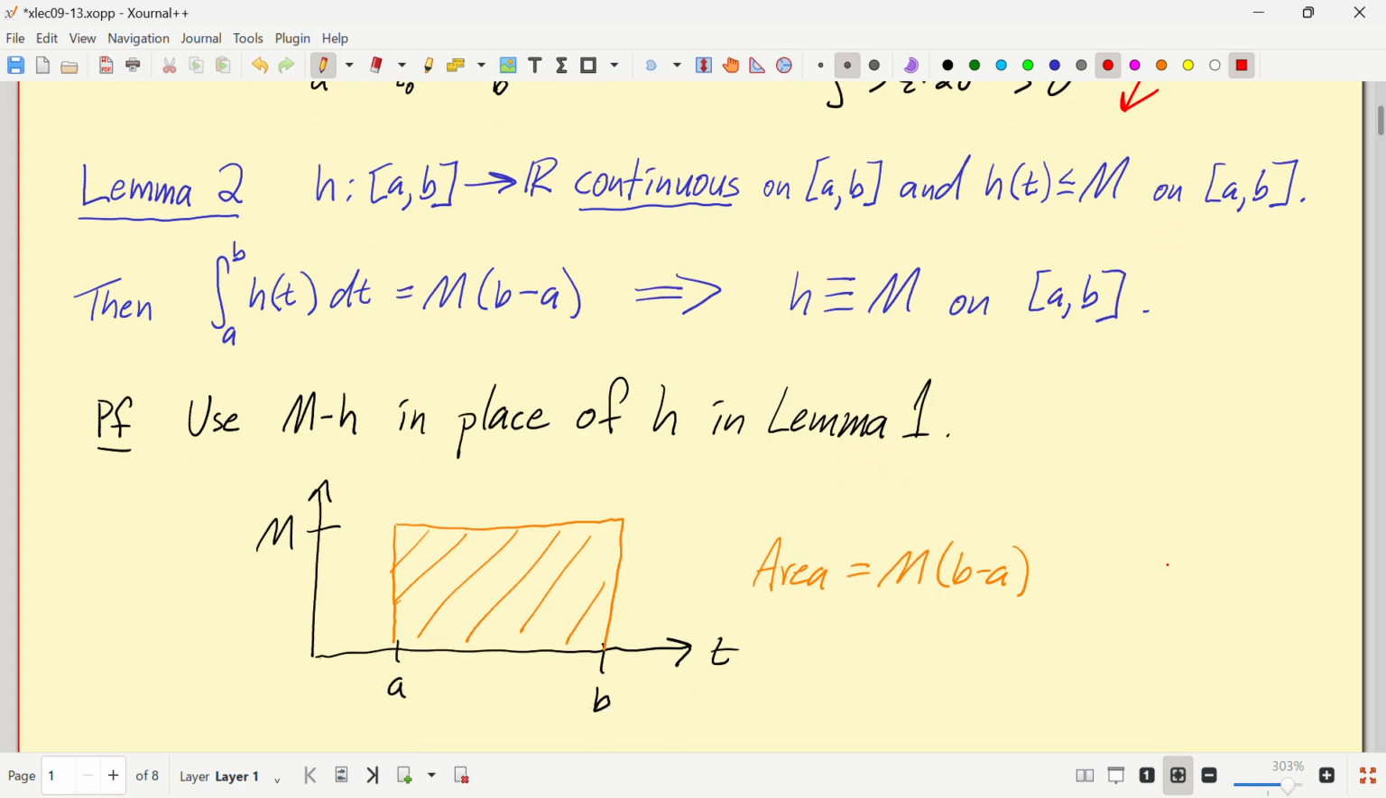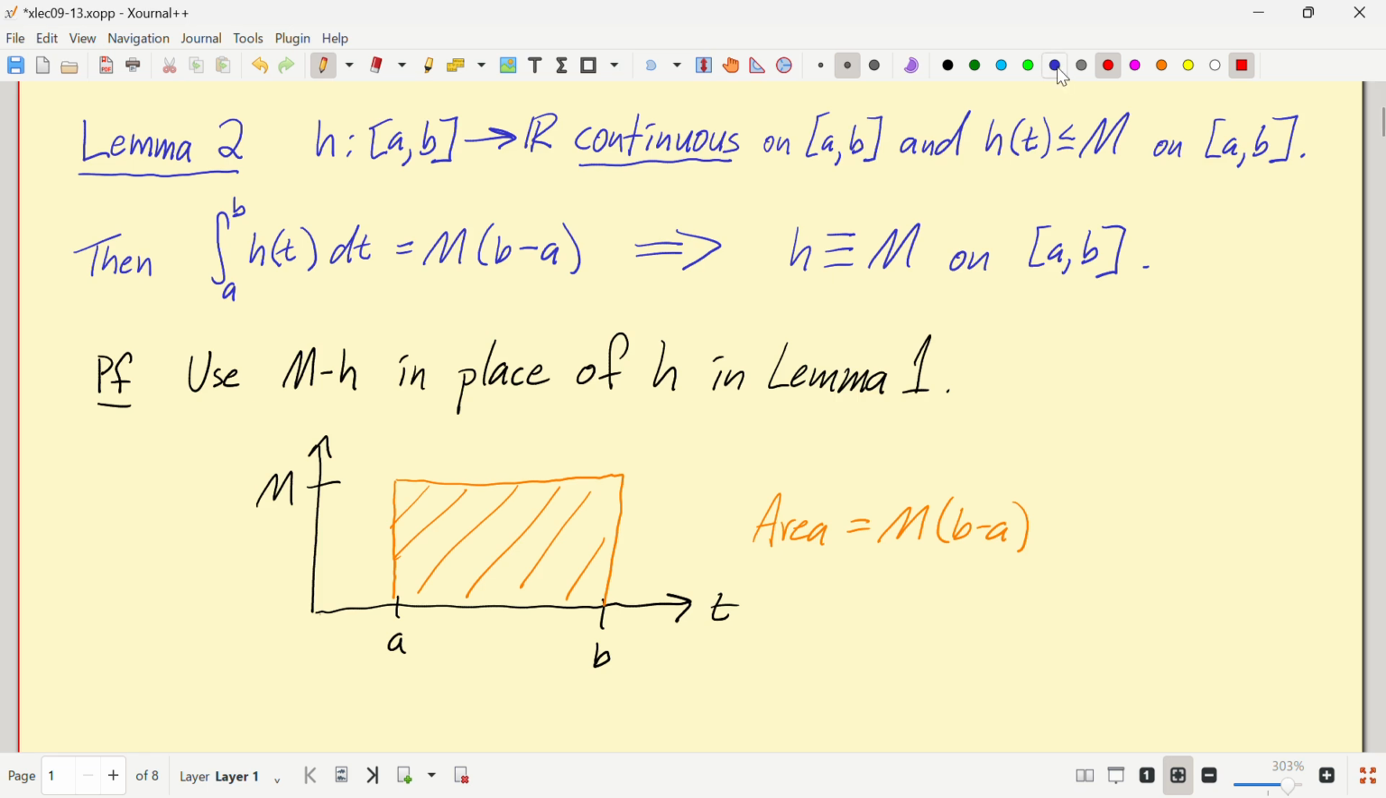It pops right out. And the picture proof, I won't give it again, but if the function dipped down somewhere, then you could stick in a little disk like that and see that the area would have to be strictly less than m times b minus a. Anyway, sometimes that's the way I prove it, but the baby lemma is easier to do. Questions about that?